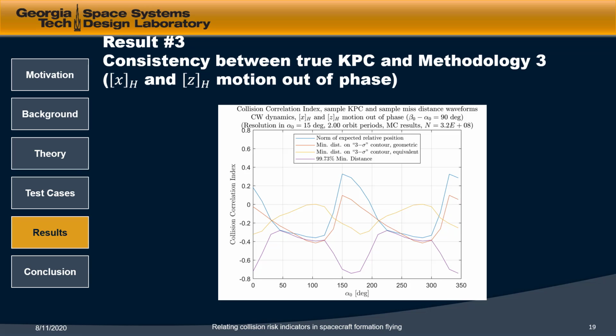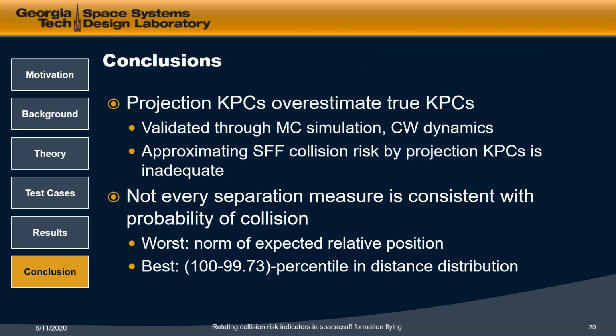Furthermore, it is found that out of the proposed separation measures, the 99.73% minimum distance is the only one that produces consistent collision risk assessments across all cases. This consistency is generally stronger for the 99.73% minimum distance than for other separation measures as indicated by the collision correlation index. In conclusion, we have presented two contributions in this work.